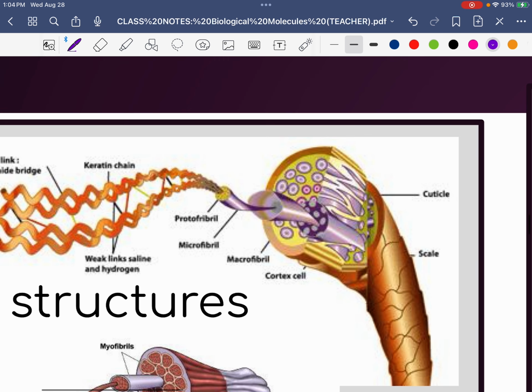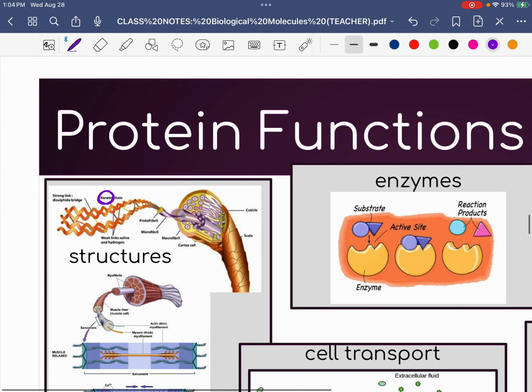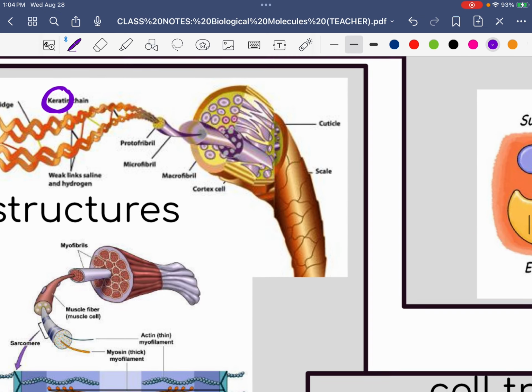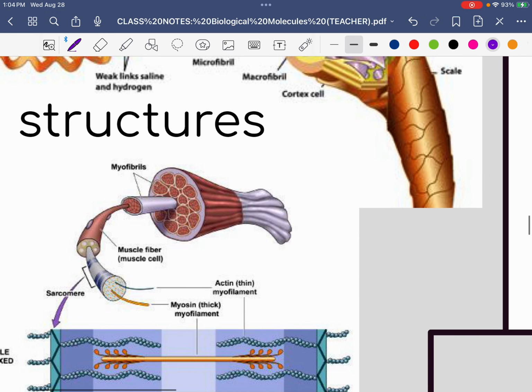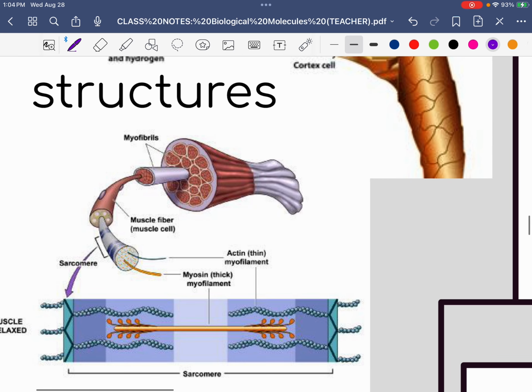So here, the name of this protein is called keratin. Keratin is the hair protein. And there's some other structures that go along with that, or some other substances, I should say.